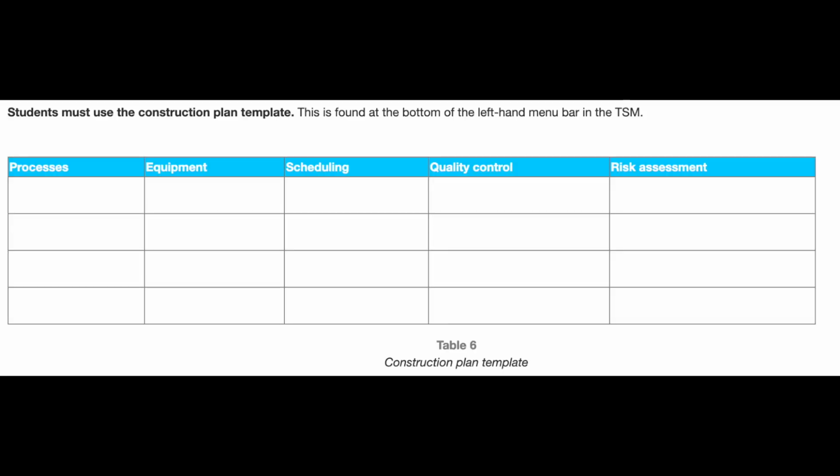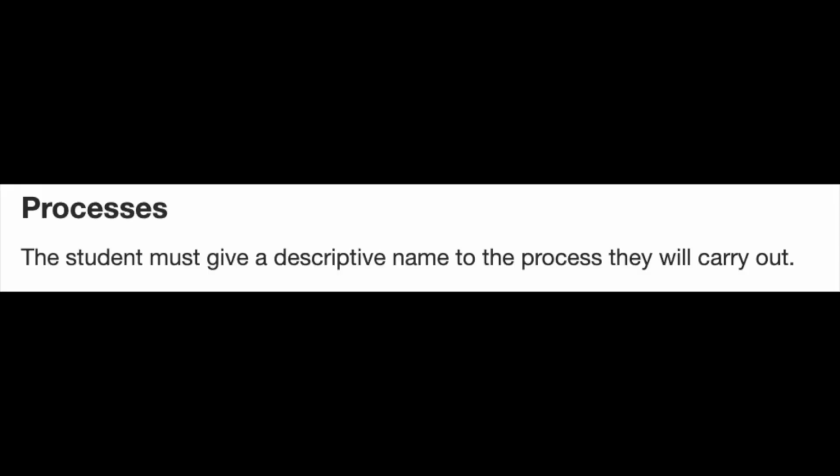You must use the construction plan template that I will give you. I know it says that it's at the bottom of the left-hand menu part of the TSM, but I will provide you with this construction template, and you can see that in the top it has processes, equipment, scheduling, quality control, and risk assessment. You will need to give a descriptive name to the process that you're going to carry out. So for example, in the examples they give us, it says cut out technology compartments / slots in the top of the table, part A.